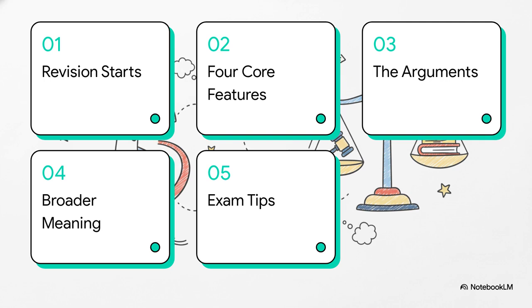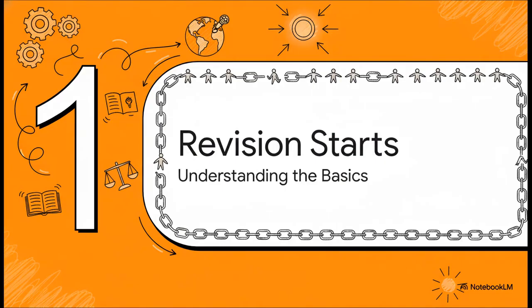All right, so here's our revision plan. Think of it as our roadmap. We're going to start with the basics, look at the four core features, weigh the arguments for and against democracy, understand its broader meaning, and finally, I'll give you some solid exam tips to help you score well. Okay, everyone, let's dive right in.